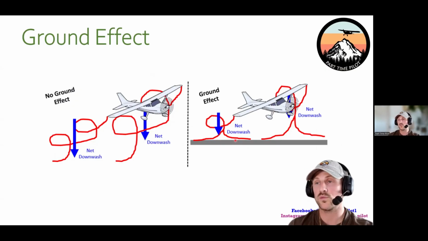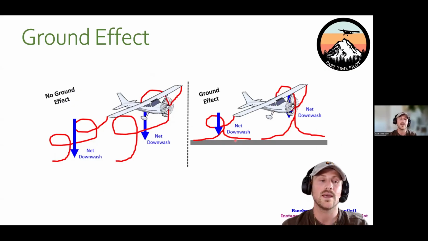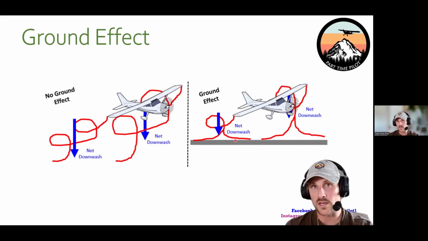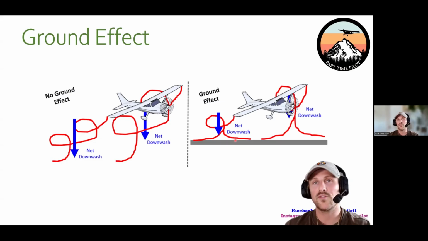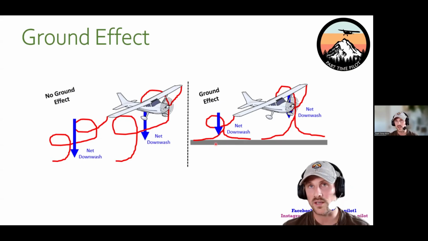So you'll actually feel this when you're taking off, especially if you do a short field takeoff. With short field takeoffs, we want to essentially get off the ground as soon as possible, similar to a soft field takeoff. So what we can do is get off the ground earlier in ground effect, and then stay in ground effect until we have enough speed to fly out of ground effect.